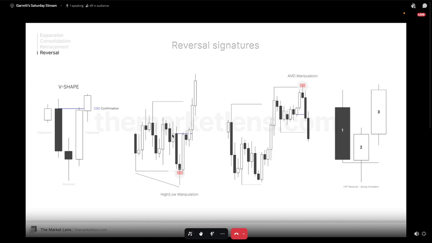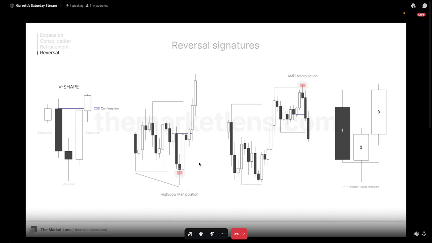So what would that look like, right? Let's say this is your reversal point right here, this swing low. Price expands into it. You want to see immediate expansion away, right? Creating that V shape confirmed by that CSD, also pairing with the SMT ideally.